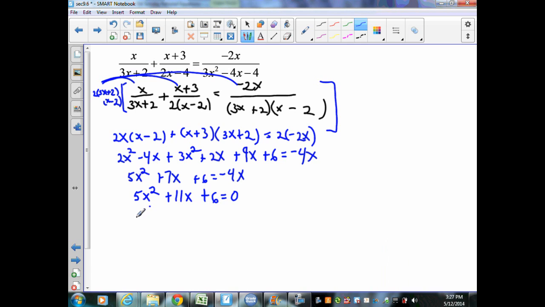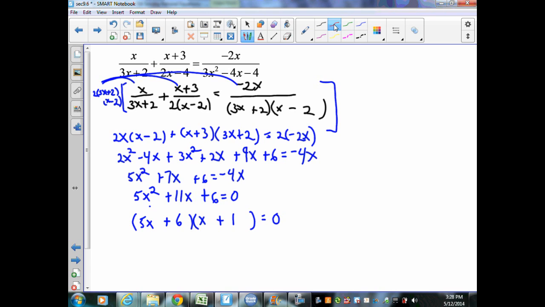Now I need to factor this trinomial. That will give me 5x times x is 5x squared. And I'll break up 6 into 5 plus 6 plus 1. That equals 0. That will give me 5x times x is 5x squared. 5x plus 6x is 11x, and 6 times 1 is 6.